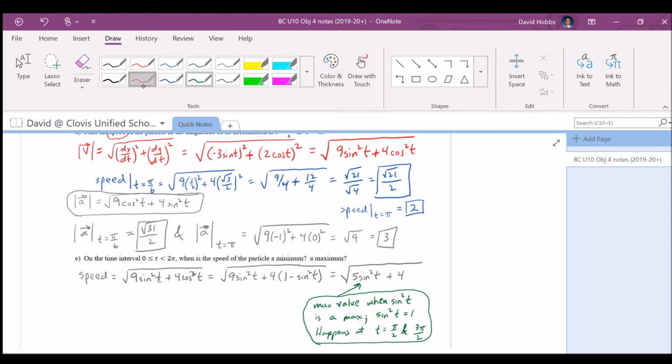On the other hand, we will be getting our minimum value when sine squared t is 0, or in other words, when sine t equals 0. And sine of t is equal to 0 at t equals 0 and pi.